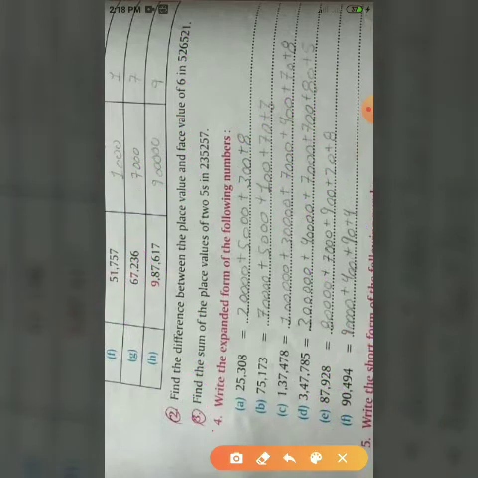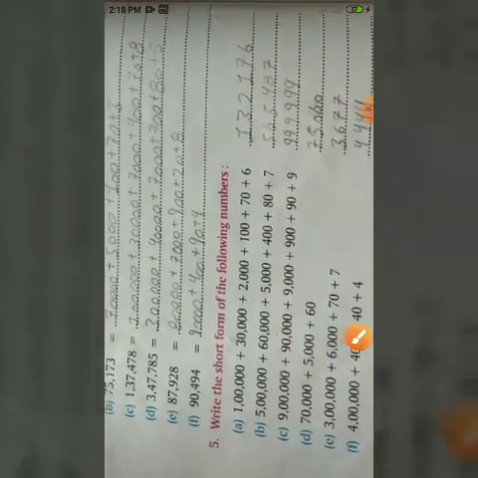Fourth question: write the expanded form of the following numbers. We already discussed expanded form in the first exercise. Now this is 25,308: 20,000 plus 5,000 plus 300 plus 8. The tens place is not there, so simply place 0 at the tens place. Part B, 75,173: 70,000 plus 5,000 plus 100 plus 70 plus 3. All the parts are the same.